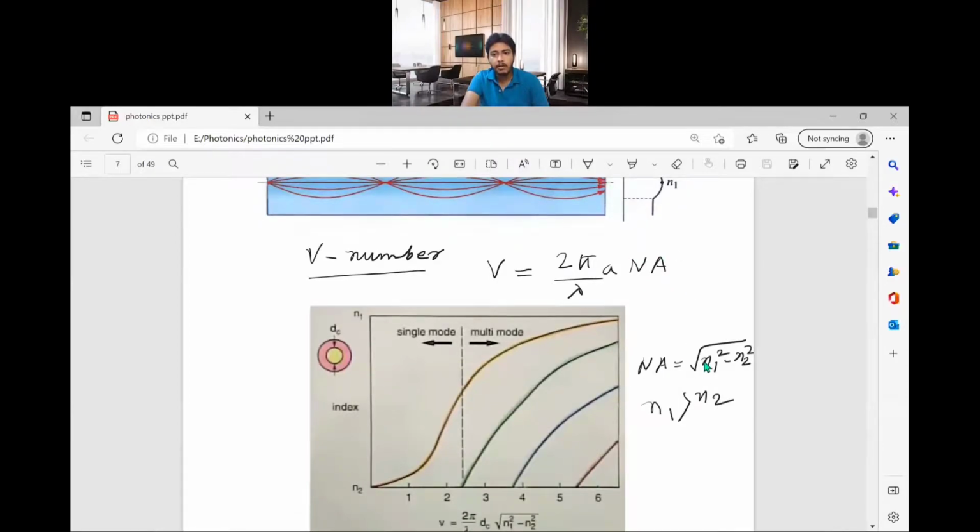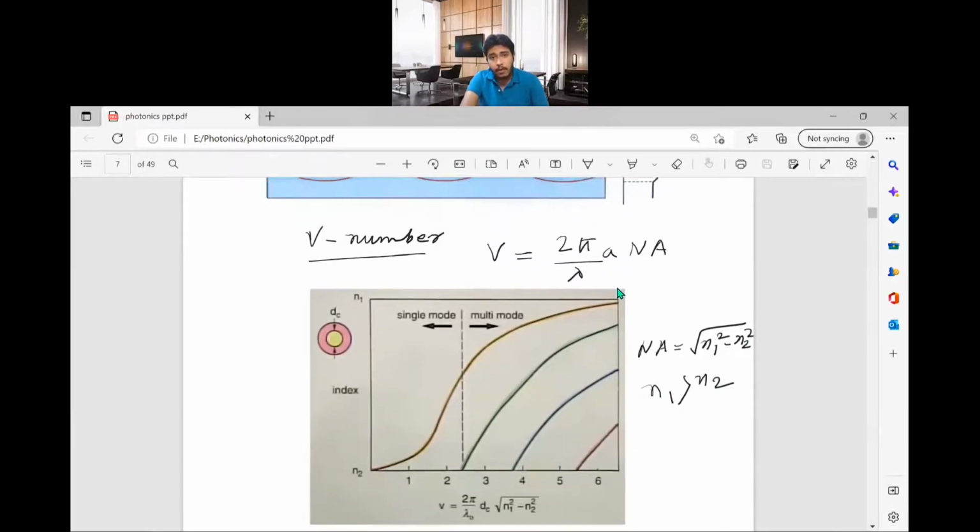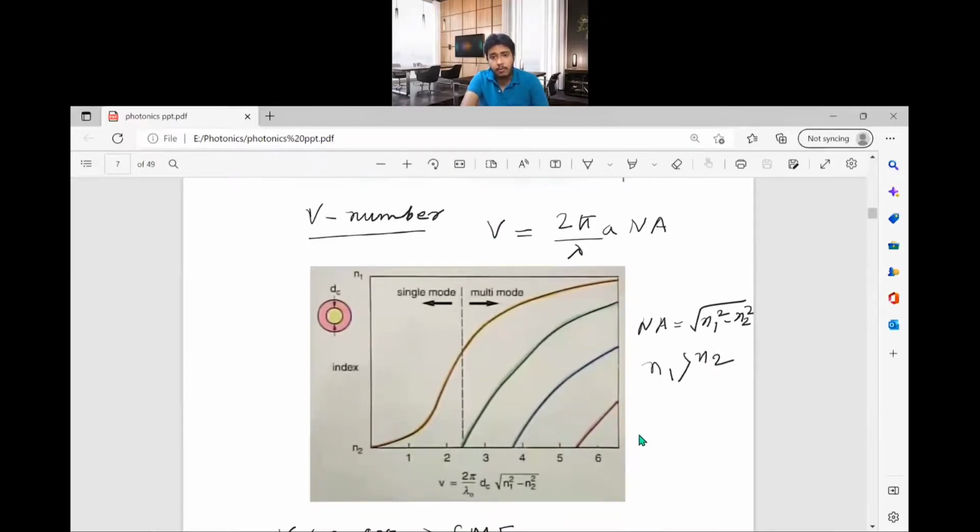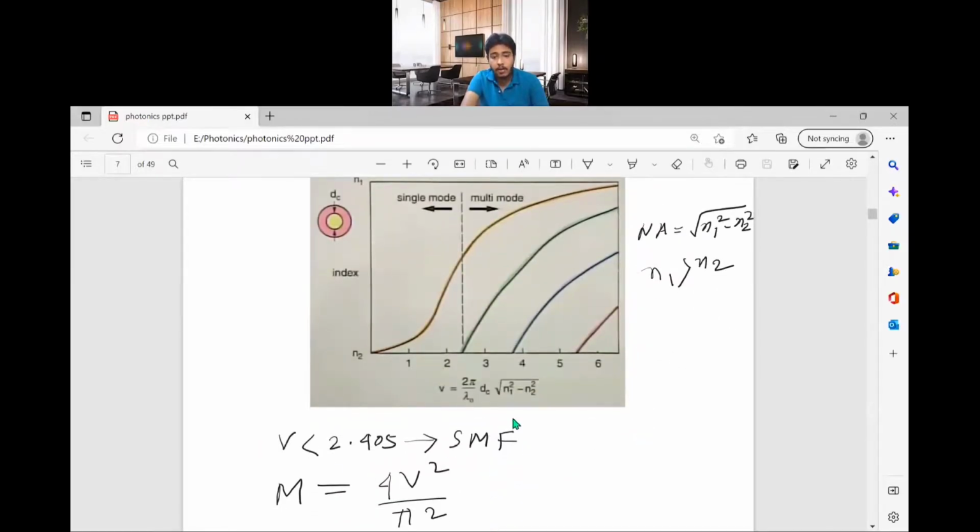N is the numerical aperture that we have studied, root over N1 square minus N2 square, where N1 is the core refractive index and N2 is the cladding refractive index. So N1 is always greater than N2. And lambda is the operating wavelength and a is the radius of the optical fiber. So if this V number is less than 2.405, you can consider this a single mode fiber.